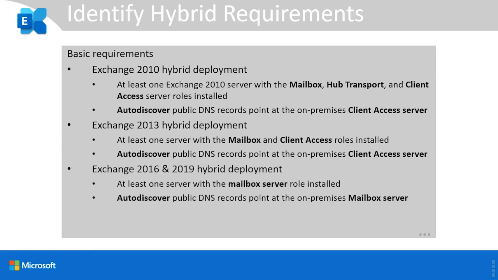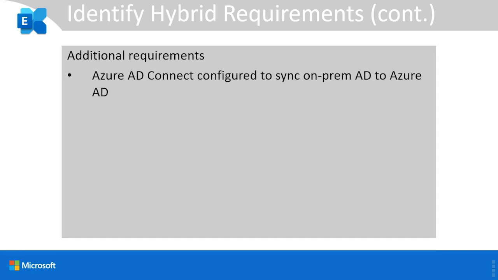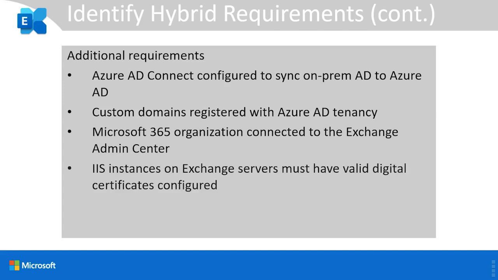And for an Exchange 2016 or 2019 hybrid deployment, you must have at least one server with the mailbox server role installed, and your Autodiscover public DNS records must point at the on-premises mailbox server. In addition to the previously mentioned requirements, hybrid deployments require that Azure AD Connect must be configured to sync on-prem AD to Azure AD. Any custom domains must be registered with your Azure AD tenancy. Your Microsoft 365 organization must be connected to the Exchange Admin Center, and any IIS instances on your Exchange servers must have valid digital certificates configured.